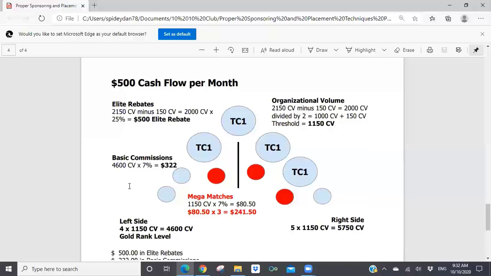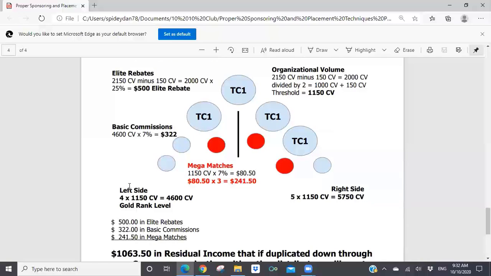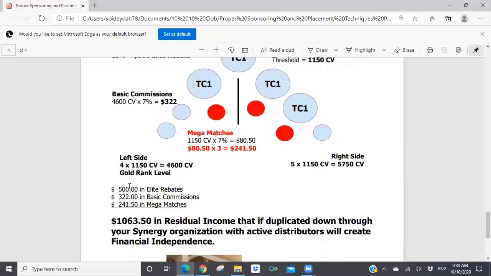Now, you come to the end of the month, I've got $500 in elite rebates through my customer base. I've got $322 in basic commissions. I've got $141.50 in mega matches. It's created for me $1,063.50 in residual income.